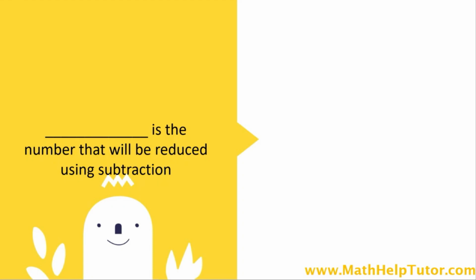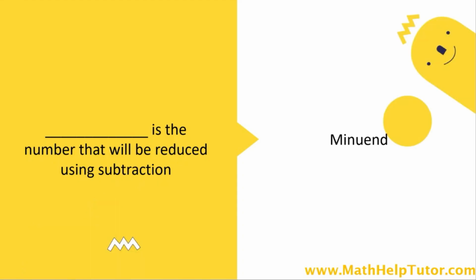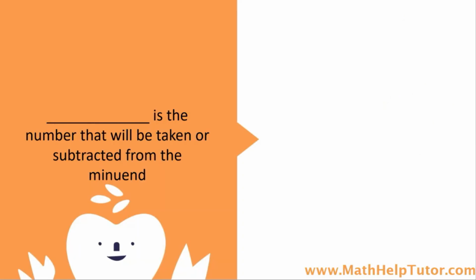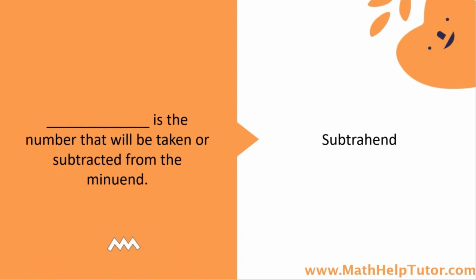Blank is the number that will be reduced using subtraction. Minuend is the number that will be reduced using subtraction. Blank is the number that will be taken or subtracted from the minuend. The answer is subtrahend. Subtrahend is the number that will be taken or subtracted from the minuend.